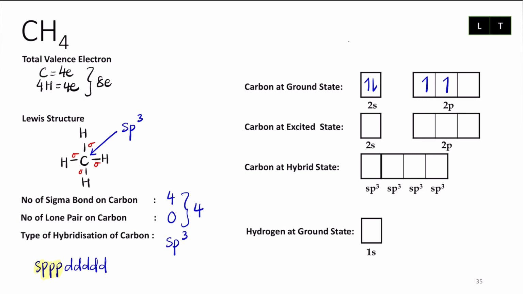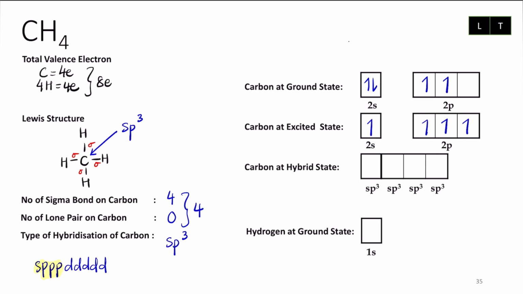So that's why we are going to excite the electron. So from here, I'm going to excite one of the electrons in the 2s orbital and put it into this orbital, 2p. So we can get the next carbon at excited state with 1 electron in 2s and 3 electrons in 2p. Now, the next step, we are going to show the carbon at hybrid state.